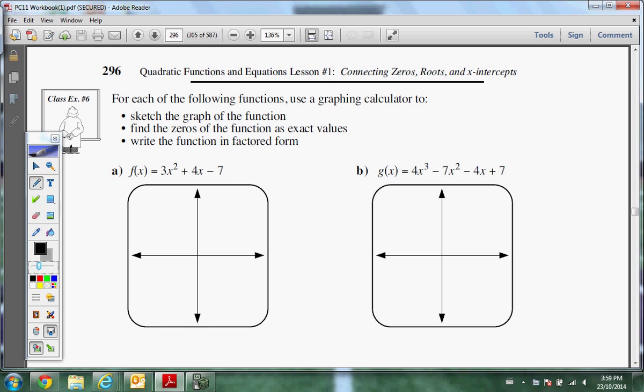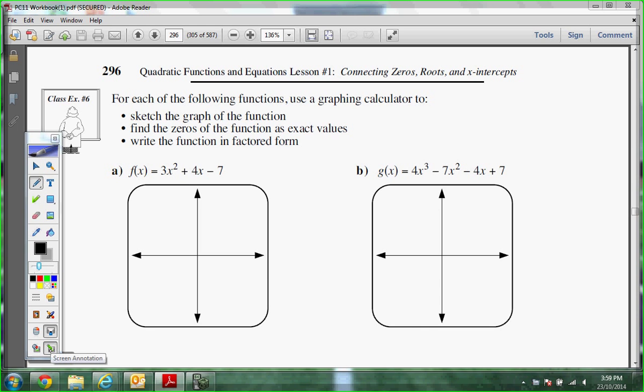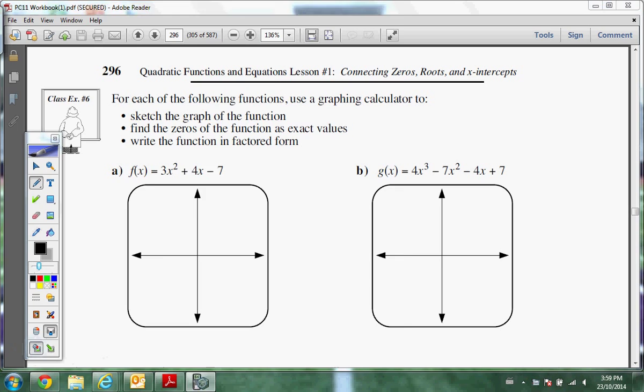All right. So for each of the following functions, use the graphing calculator to sketch the graph of the function, find the zeros as exact values, and write the function in factored form. So on our calculator, we just want to go ahead and put that in and then find the zeros. Okay, so it's 3x squared plus 4x minus 7. So let me do this too. 3x squared plus 4x minus 7.